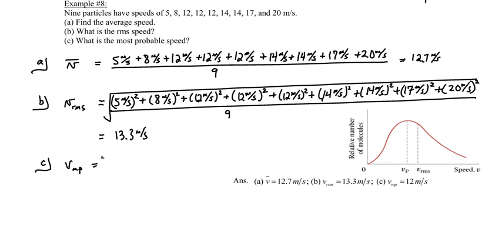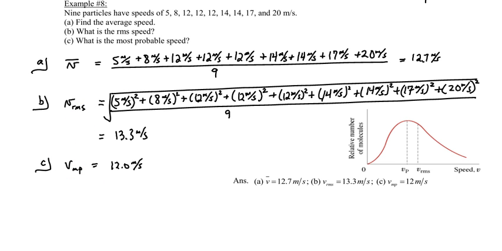And part C is asking you to find the most probable speed. If you look at your list, you can see that there are 3 of them at 12 meters per second, 2 of them at 14 meters per second, and the remaining have different speeds. So the most probable speed is 12 meters per second. This is what you call in statistics the mode. So this is the mean, this is the RMS speed, and this is the mode.